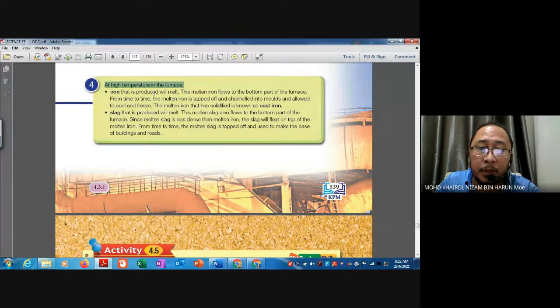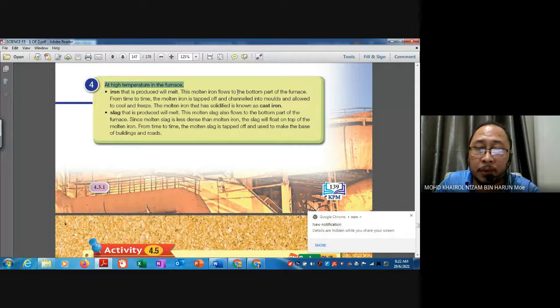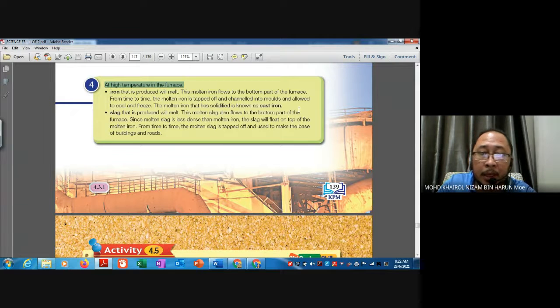The iron that is produced will melt. This molten iron flows to the bottom part of the furnace. From time to time, the molten iron is tapped off and channeled into molds and allowed to cool and freeze. The molten iron that has solidified is known as cast iron.